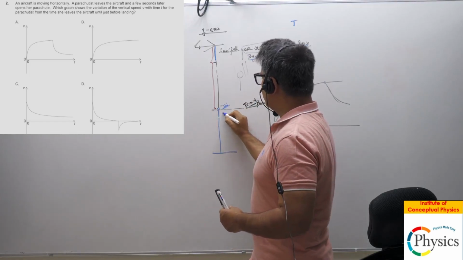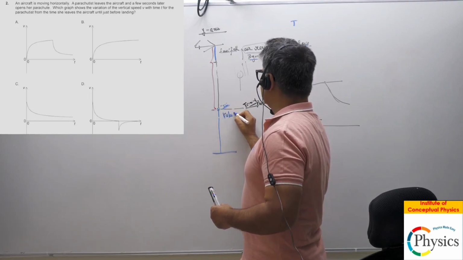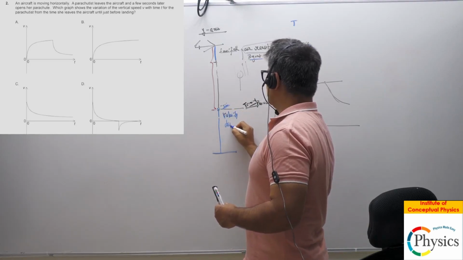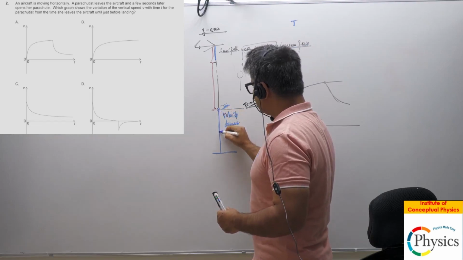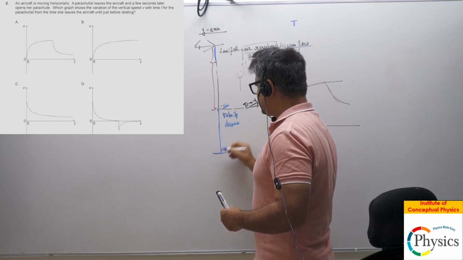So the weight of the body gets balanced, you attain a terminal velocity here. And from here on, your velocity decreases, right? You continue to decrease the velocity and maybe you just come like this.